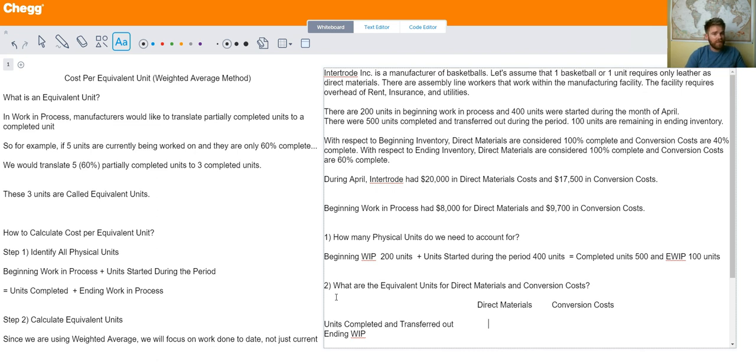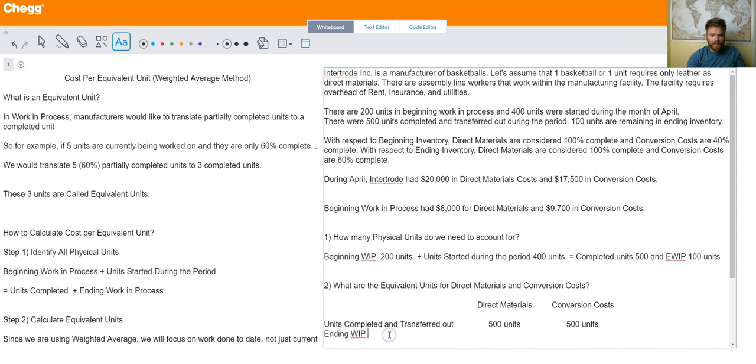So if they're completed, for equivalent units, what's the percentage of completion? 100%. Pretty easy. So again, if they're completed already, they're 100% complete. So you would have 500 units for direct materials and 500 for conversion. Once again, those are completed and transferred out that we talked about earlier up here. 500 units that were completed.